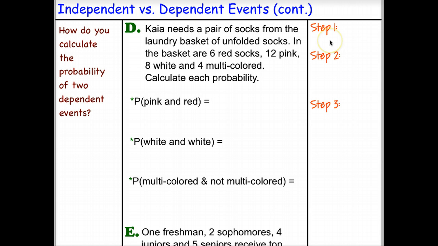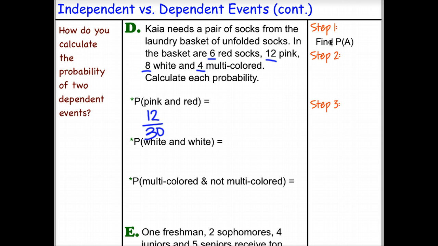So step 1 is going to be to find the probability of A occurring. In our case here, the probability of getting a pink sock. There are 12 pink socks, and if I add up my socks of 6, 12, 8, and 4, 12 plus 8 is 20, 6 plus 4 is 10, there are 30 socks total. So I pick that sock out.